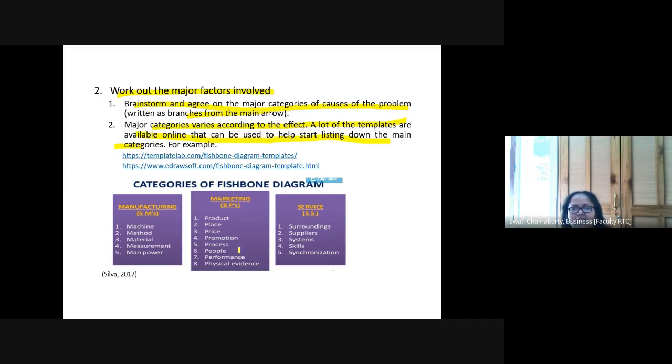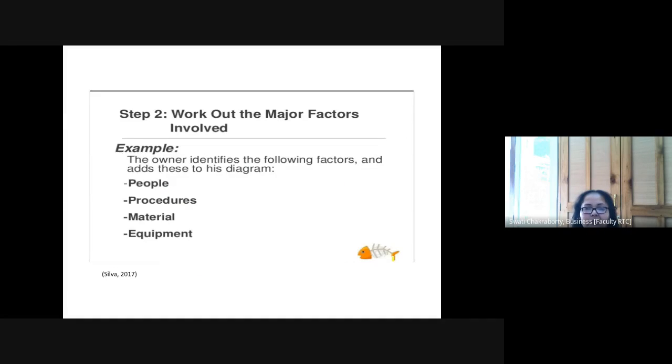So categories of fishbone diagrams: in manufacturing, there are 5 M's: machine, method, material, measurement, manpower. For marketing, there are 8 P's: product, place, price, promotion, process, people, performance, physical evidence. For service, there are 5 S's: surrounding, supply, system, skills, synchronization. So these are some of the common categories for different types of problems that we have.